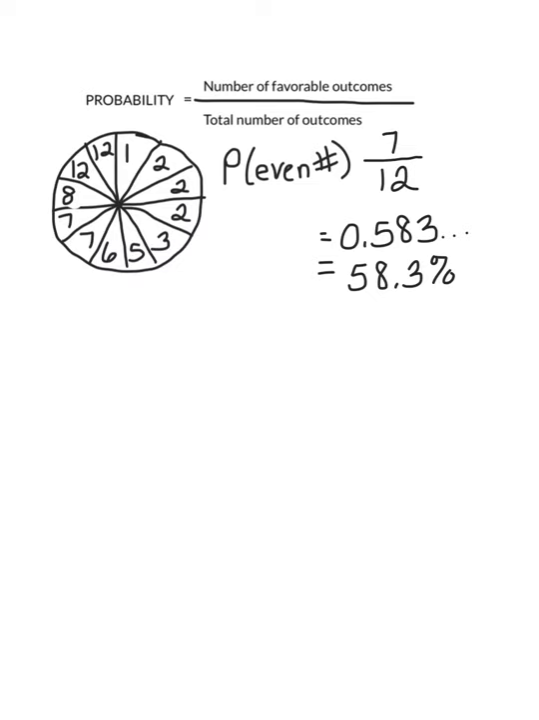Let's try another one. Let's find the probability of a number divisible by 3, which means that you can divide the number by 3 and get no remainder. So the numbers that I notice on the spinner that are divisible by 3 are 3, because 3 can go into 3. 3 can go into 6. 3 can also go into 12 and go into this 12.